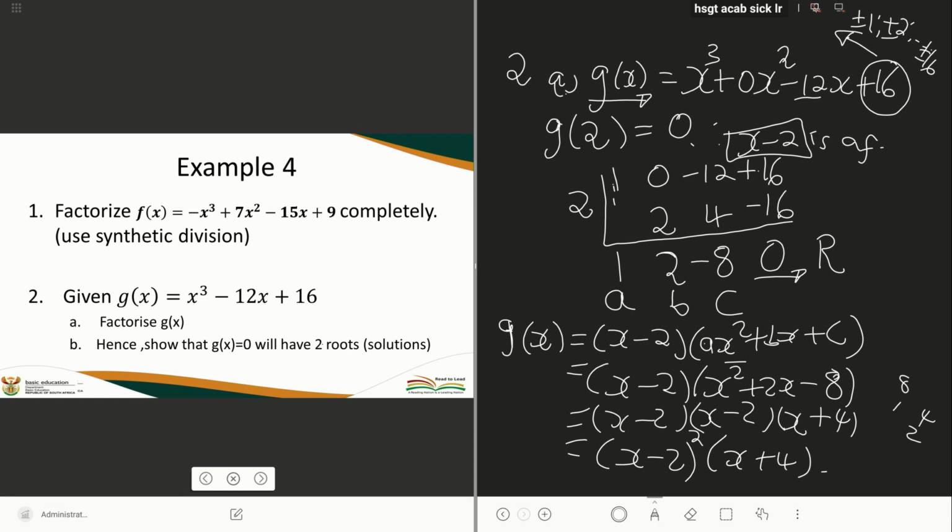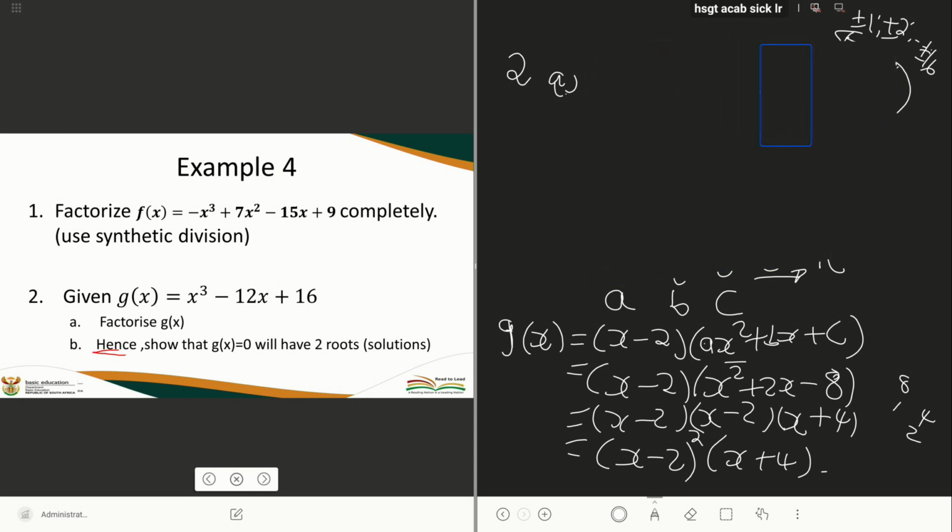Remember, now they are saying, moving to the next question, hence, show that g at x is equal to 0 will have how many roots? It will have 2 roots. Now, let's make it fast. We don't have time anymore. From here, remember, when they say hence, they want to say using what we have already worked out, you need to determine the values of what? 2 roots, the solutions of x.